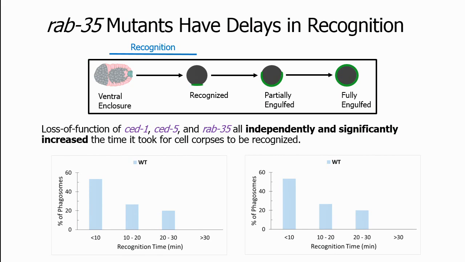In wild type, it takes about 12 minutes after the initiation of ventral enclosure for the process of engulfment to begin. In RAB-35, this increases to about 16 minutes. In SED1 and SED5, this increases to about 20 to 22 minutes on average, which you would expect considering that SED1 and SED5 tend to be more severe. The double mutants, either SED1 RAB-35 or SED5 RAB-35, have a significant population of cell corpses where it takes more than 30 minutes to be recognized.